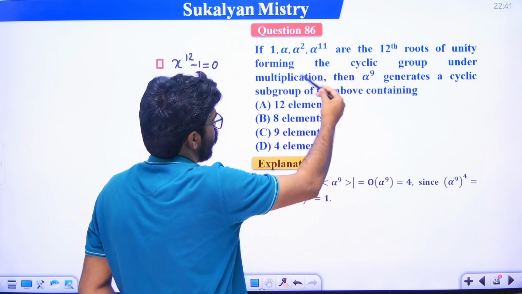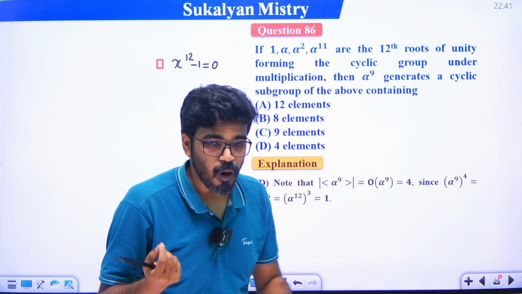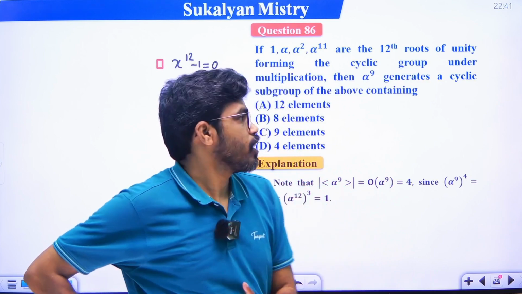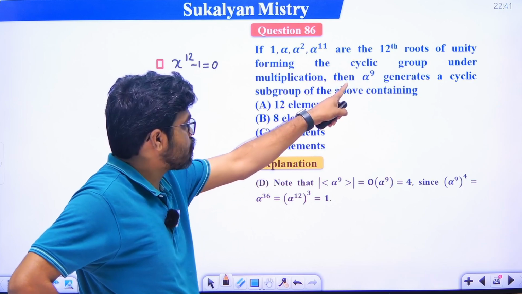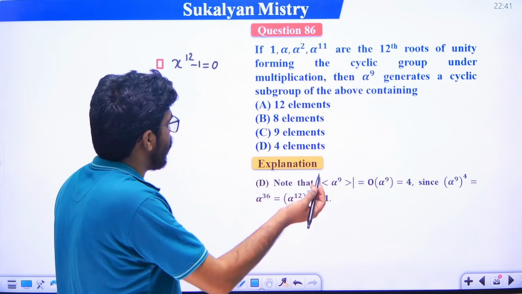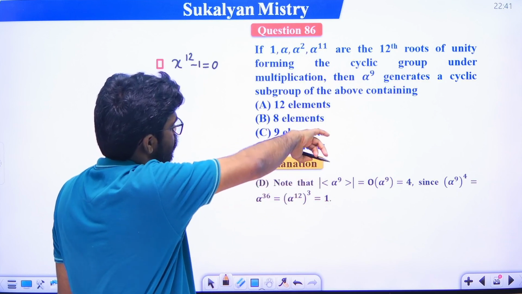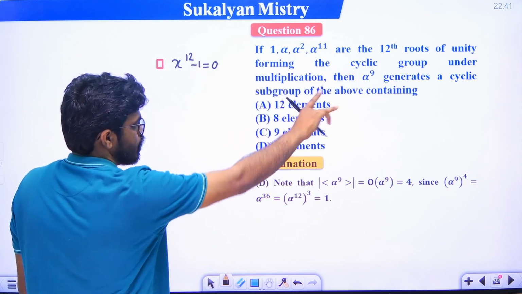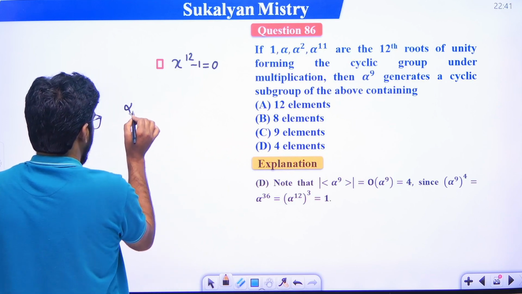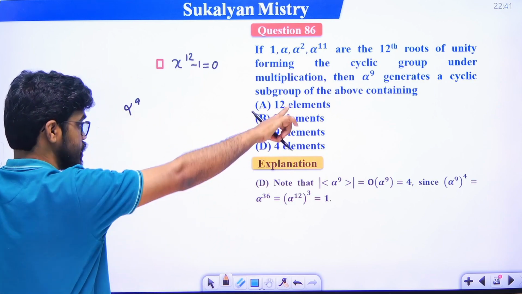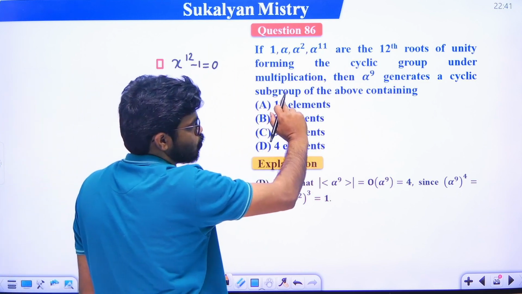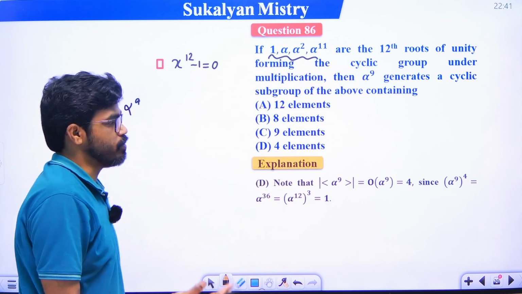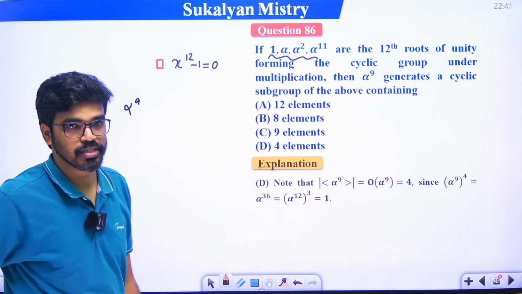The 12 roots of unity form a cyclic group, because we know that the set of all nth roots of unity forms a cyclic group with respect to multiplication. Then alpha to the power 9 generates a cyclic subgroup of the above, containing how many elements: 12 elements, 8 elements, 9 elements, or 4 elements.